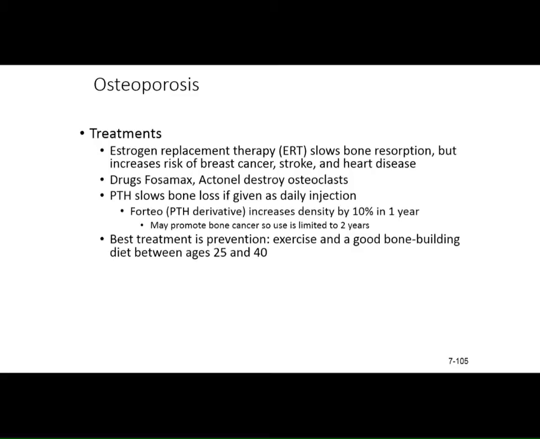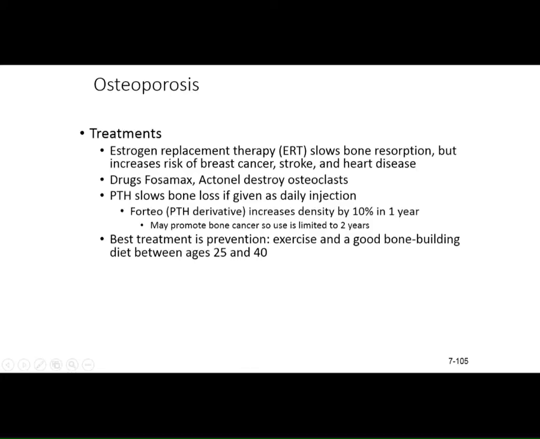Okay, so what can we do for osteoporosis? Yes, we can give you some ERT, estrogen replacement therapy. That's going to slow down the bone resorption, but there it is. It's not only increasing your chances for breast cancer, but also stroke and heart disease. There are also a bunch of drugs, Fosamax, Boniva, Actonel, and they basically all work by destroying osteoclasts.